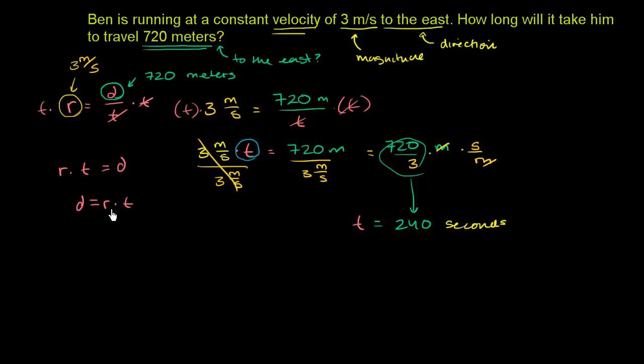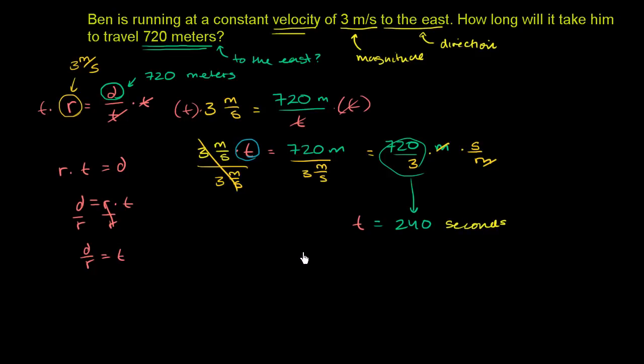And then if you wanted to solve for time, you could divide both sides by rate, and you get distance divided by rate is equal to time. And that's exactly what we got. Distance divided by rate was equal to time. So if your distance is 720 meters and your rate is 3 meters per second, 720 meters divided by 3 meters per second will also give you a time of 240 seconds.